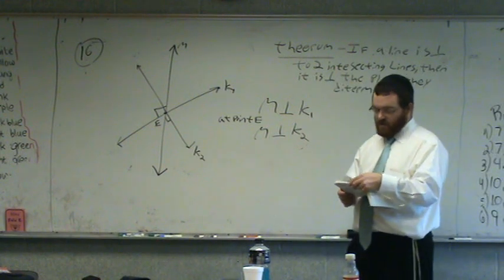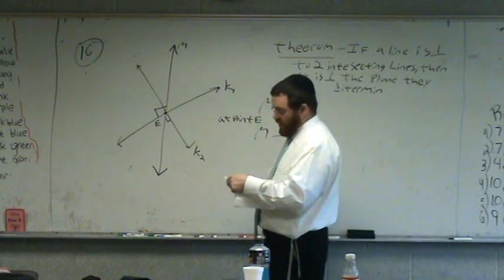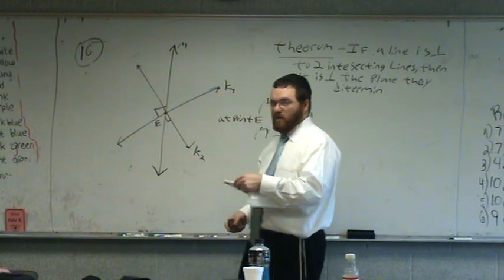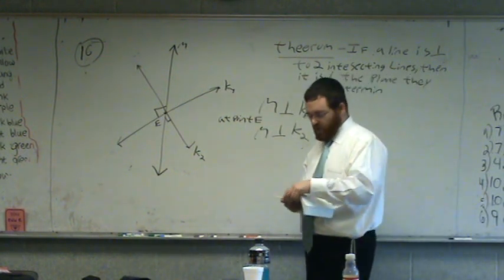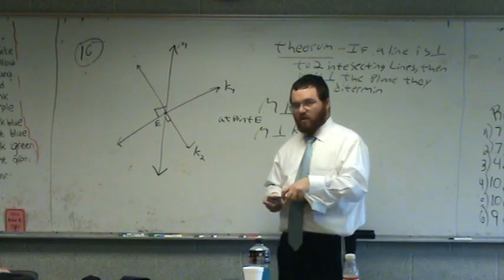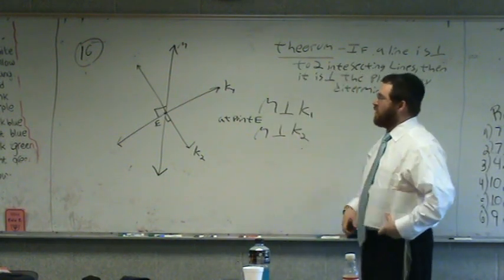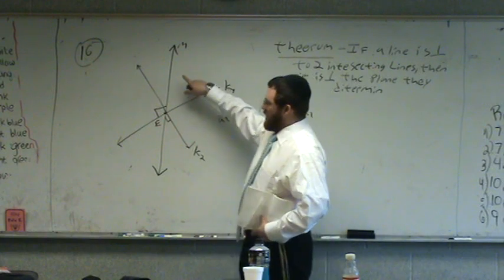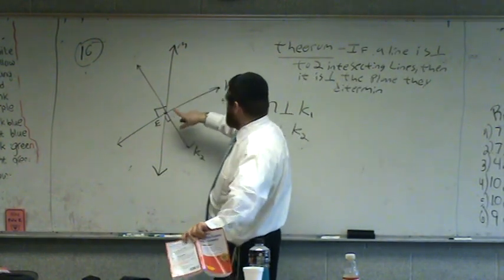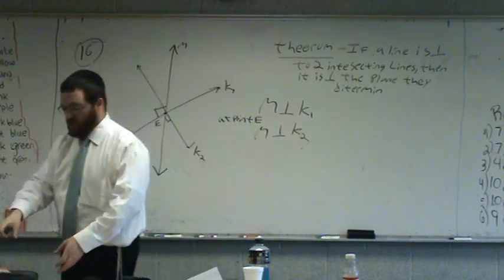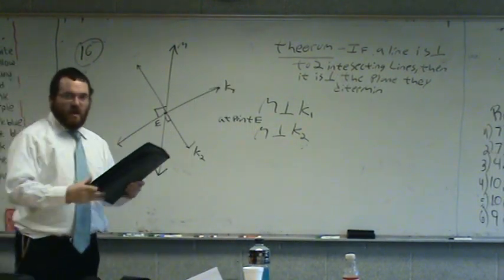Question 16. Lines K1 and K2 intersect at point E. Line M is perpendicular to lines K1 and K2 at point E, where lines K1 and K2 intersect. Now, which statement is always true? Well, let's see. What do we know? We know that you have line M, and line M is perpendicular to lines K1 and K2, and K1 and K2 intersect.